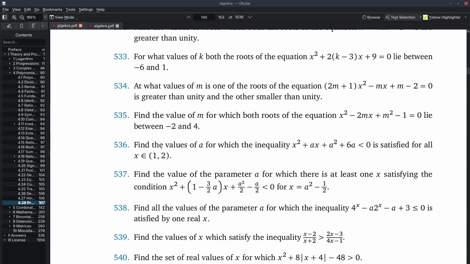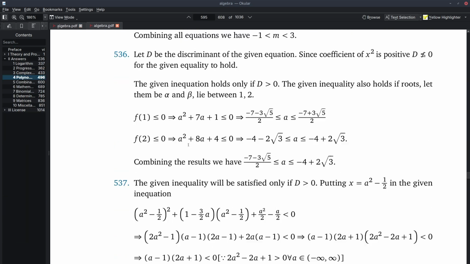Now question 536 says: find the values of a for which the inequality x squared plus ax plus a squared plus 6a less than 0 is satisfied for all x in (1, 2). That is, the roots lie between 1 and 2. This is an open interval. So we have to find the value of a.